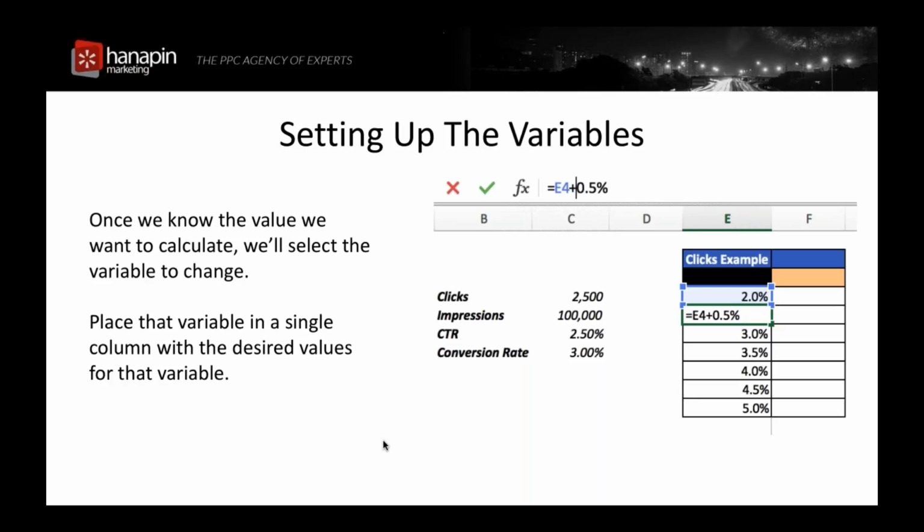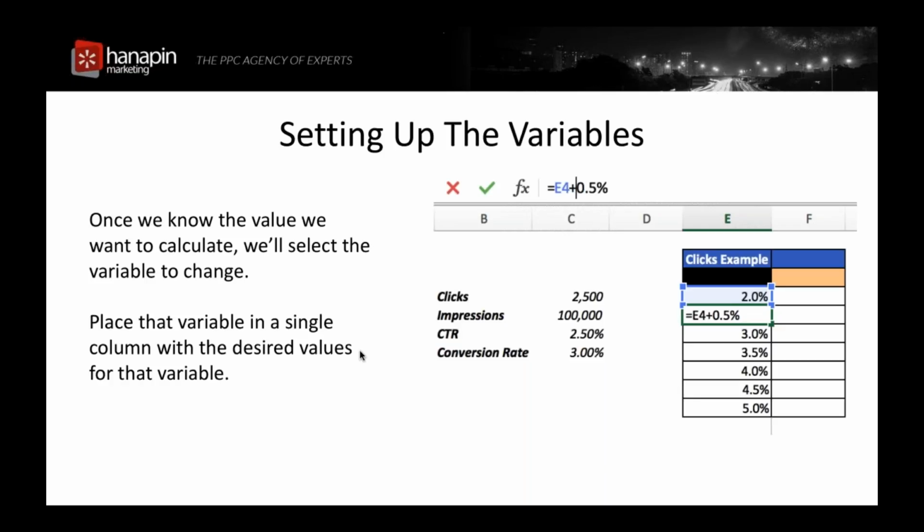As you're setting up the variables, we're going to use a very simple example here, one that's so simple it's almost silly. The numbers are rounded off really nicely and evenly. You probably don't even need a data table to calculate the clicks based on your click-through rate like this. It's all in multiples of 10. You could figure it out in your head. But once we know the value we want to calculate, we select the variable to change, and we place that value in a single column with the desired values for that variable.